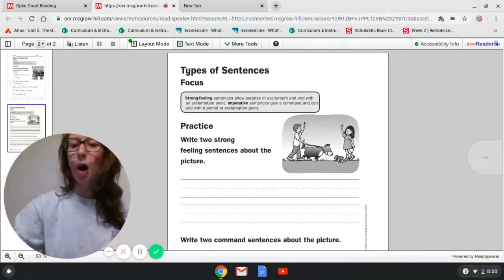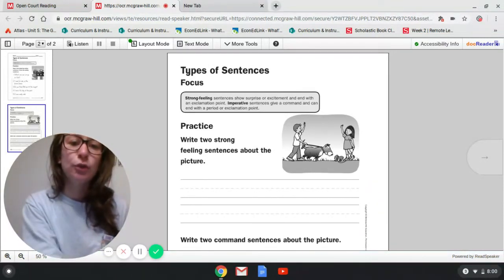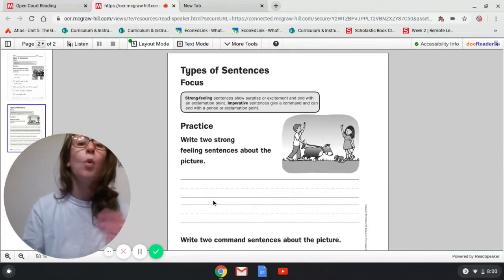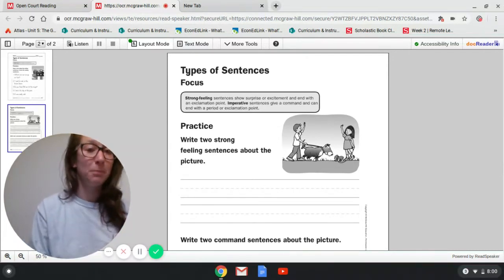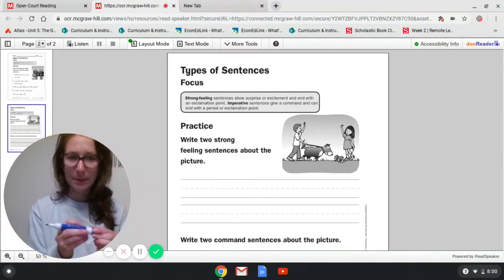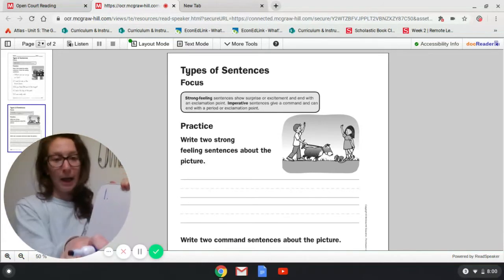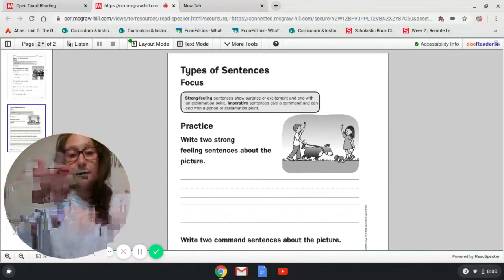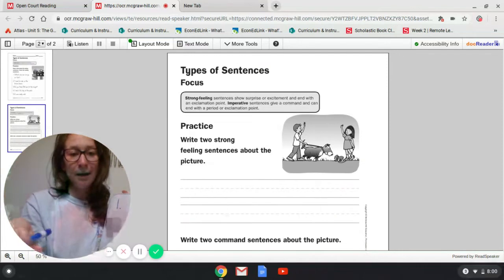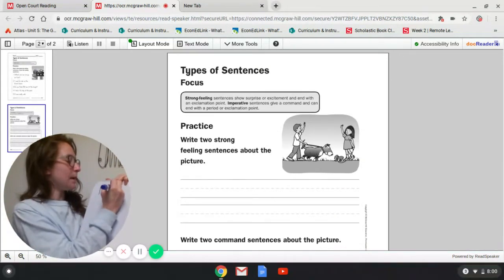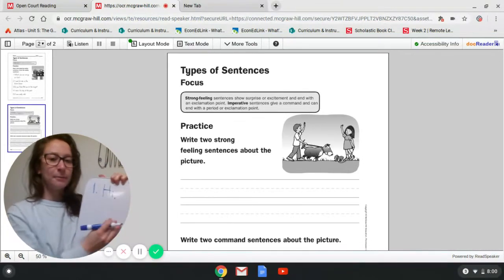So it says 2 strong feeling sentences about the picture. That's the first activity we're going to do. So, what could these 2 people be talking about? Well, it looks like they're saying hi to each other. So I was thinking that for the first one, this would go in your first line, and try to fit it all in that first line. If not, that's okay. You just might need to write a little bit smaller. All right. So I was thinking you could say, hi.